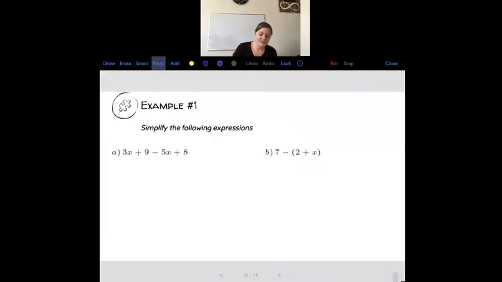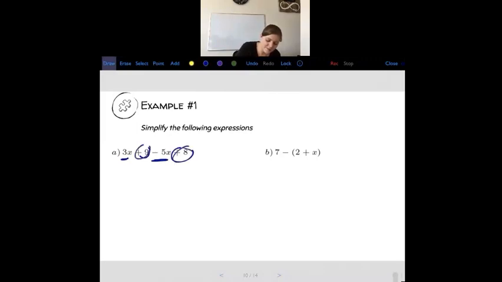So starting off with example 1, we combine like terms. The first step is to identify your like terms, and I typically mark them with some sort of symbol. So 3x and -5x are like terms, and 8, 9, and 8 are like terms.